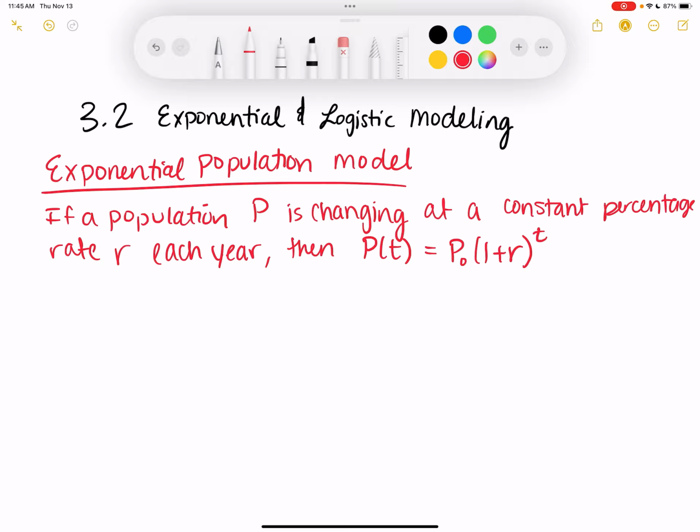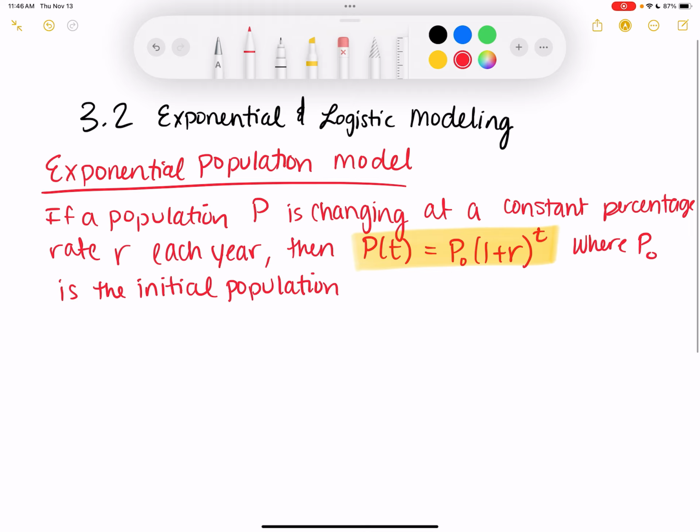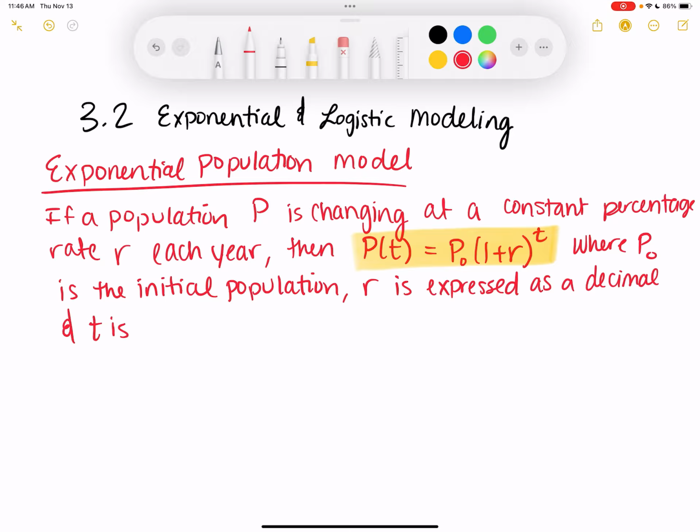So this is a formula that you need to be familiar with, where P sub 0 is the initial population, R is expressed as a decimal, and T is time in years.